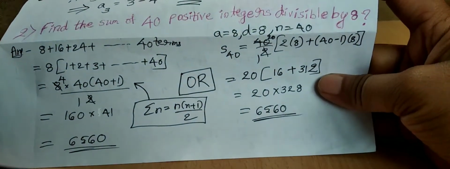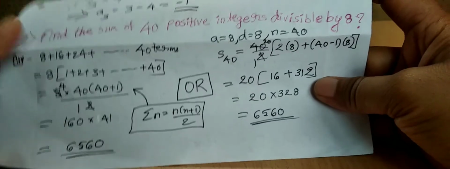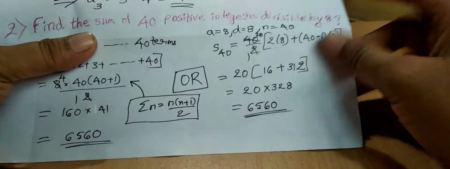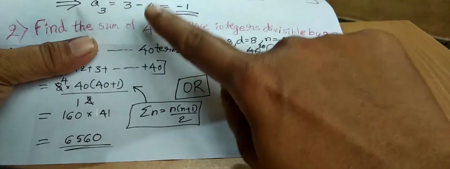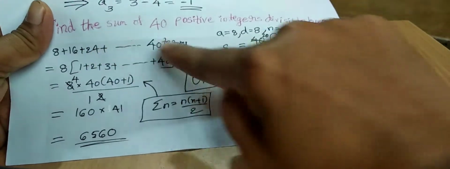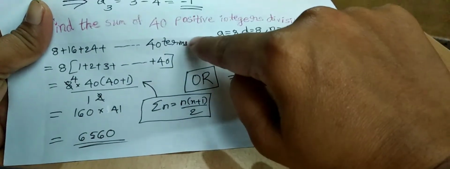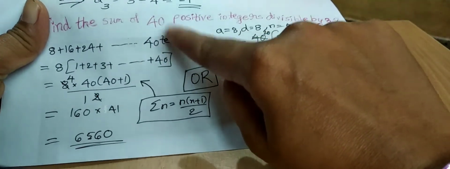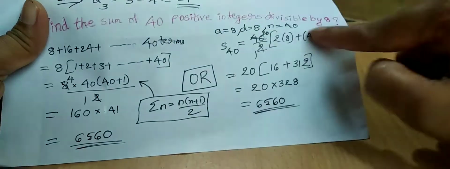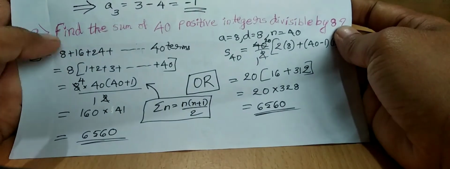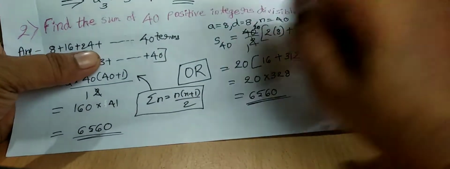Find the sum of the first 40 positive integers divisible by 8. Here, first 40 positive integers means that first number is 8, next number is 16, like that way, till 40 terms, not up to 40. Till 40 terms, n value they have given. N value is 40 here. So, till 40 we have to find out which are divisible by 8. So, 8 plus 16 plus 24 up to 40 terms.